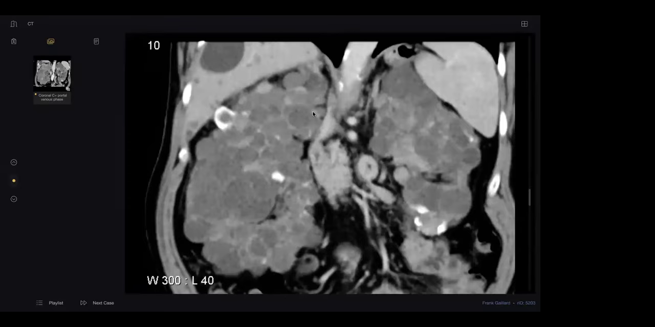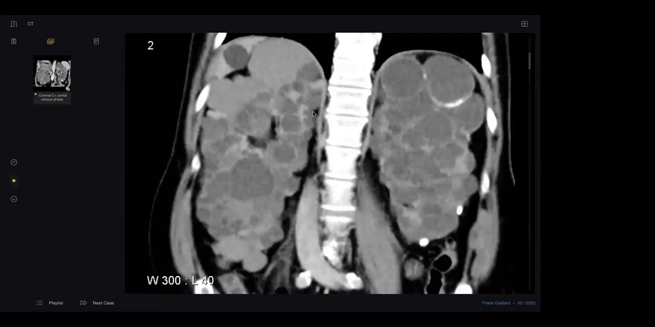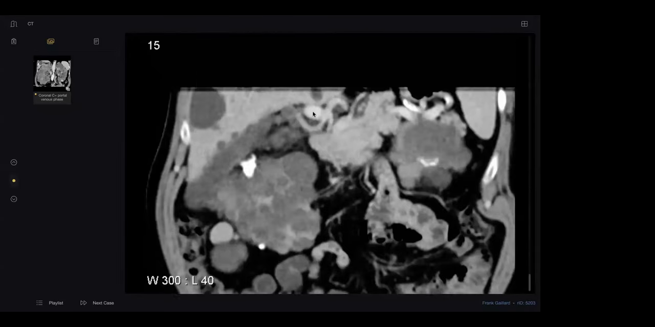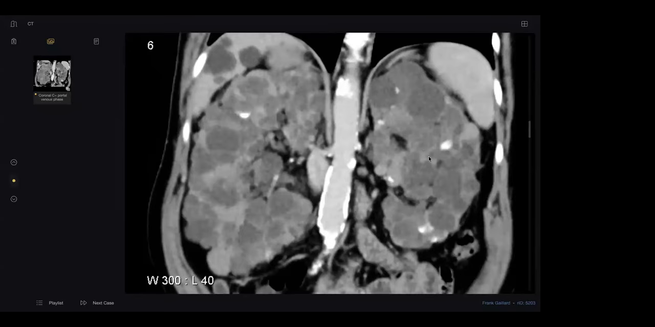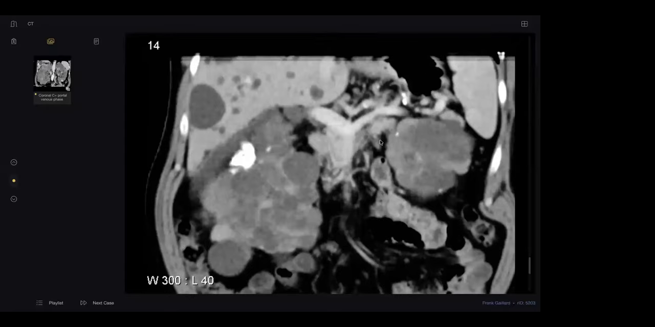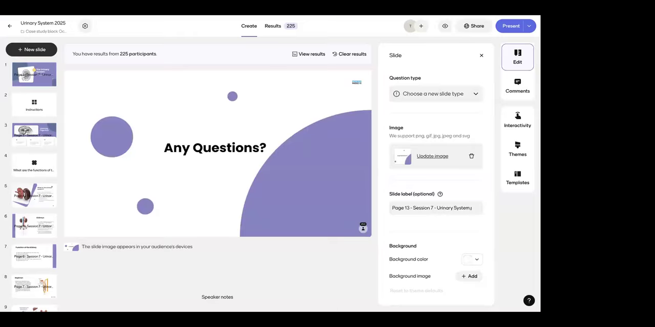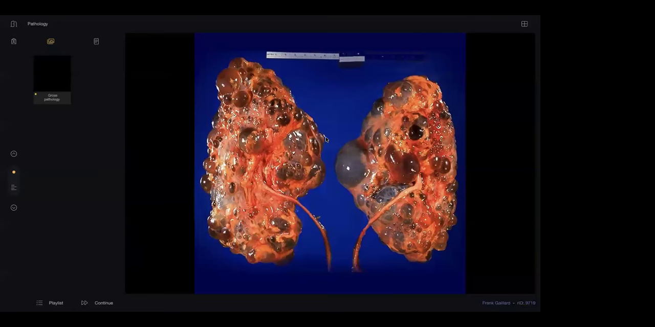This is called polycystic kidney disease. Can you guys see that? The kidneys are really enlarged. Okay, and the last thing I wanted to show you from this session, this is what polycystic kidneys look like. Can you guys see all these cysts here?